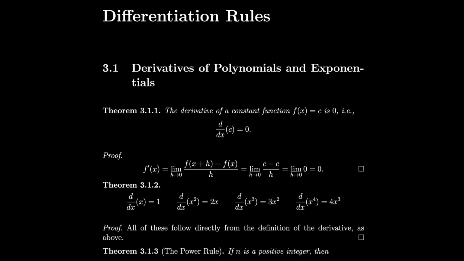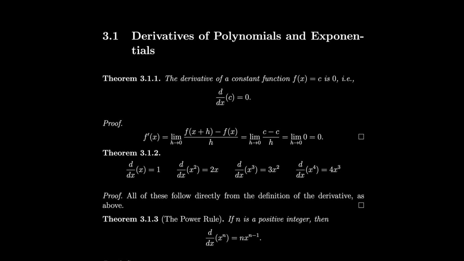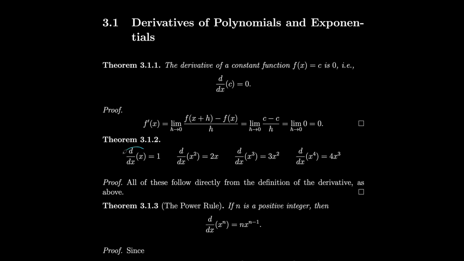Similarly, we could prove that the derivative of x is 1, the derivative of x squared is 2x, the derivative of x cubed is 3x squared, and the derivative of x to the fourth is 4x to the third. Pretty much the same fashion, just use the definition of derivative.